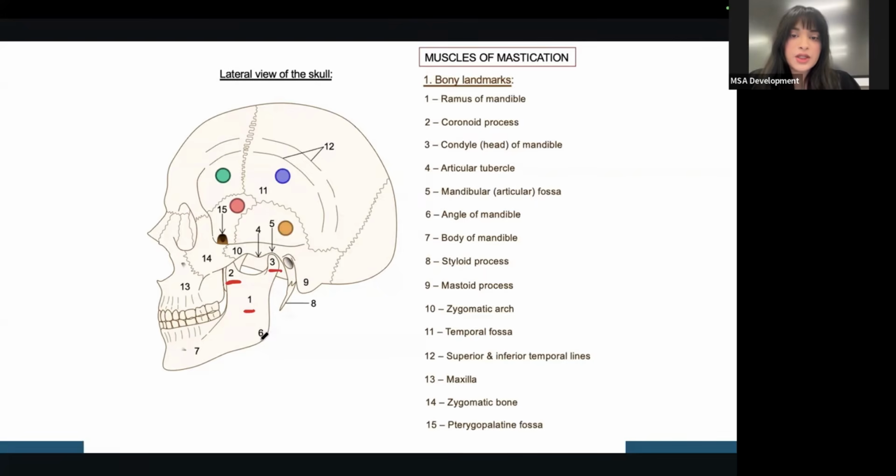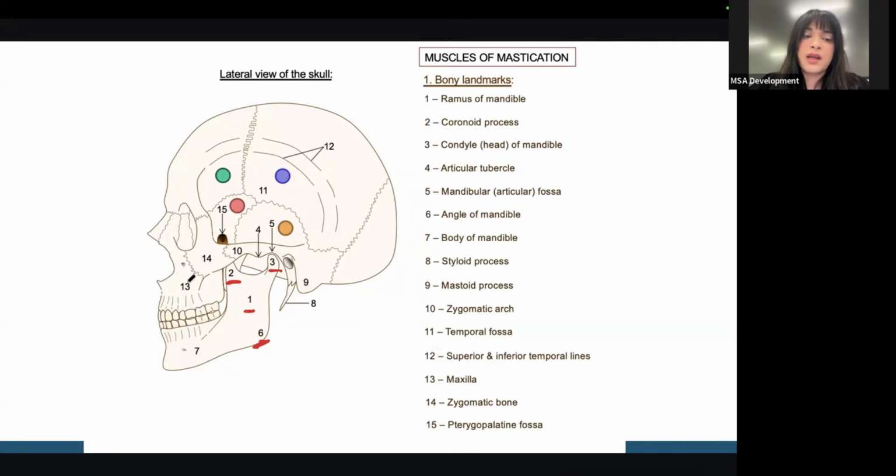Number six over here, this is the angle of the mandible, so it's like an angle. Number seven is the body of the mandible. Number eight is the styloid process. Number nine is the mastoid process. Number 10 is the zygomatic arch. Number 11 is the temporal fossa, as you can see here, the four bones. 12, superior and inferior temporal lines. This is the superior line. This is the inferior temporal line.